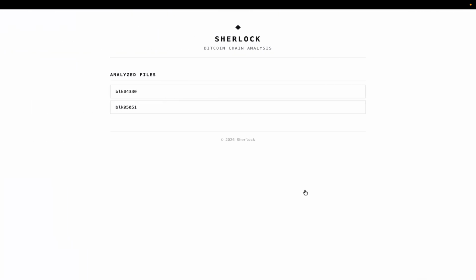Hi, this is Sherlock, a Bitcoin chain analysis tool. Chain analysis is the process of examining Bitcoin transactions to infer who's sending money to whom. Bitcoin is often called anonymous, but it's only really pseudo-anonymous.